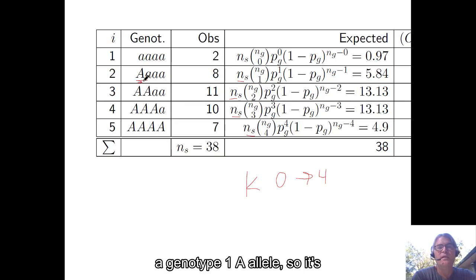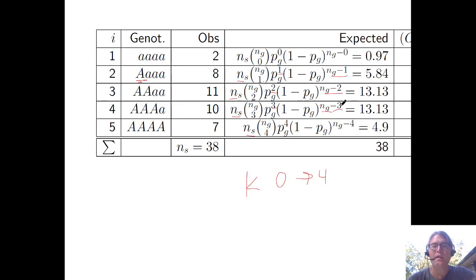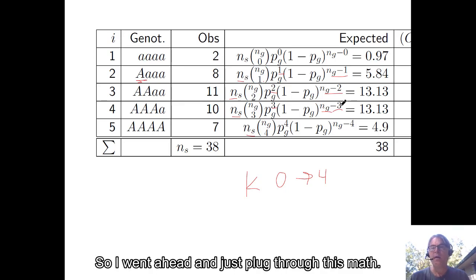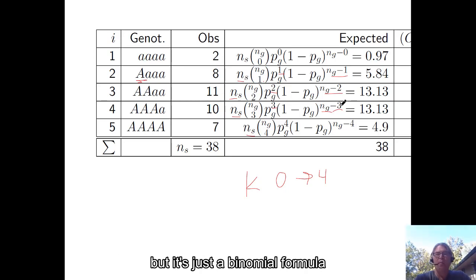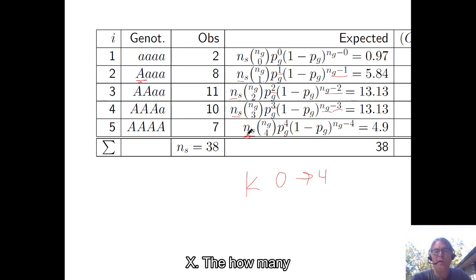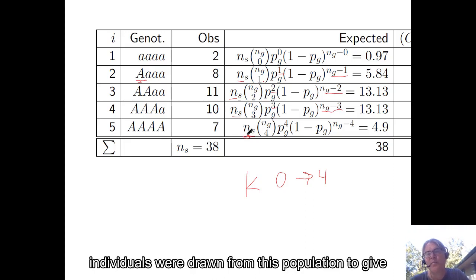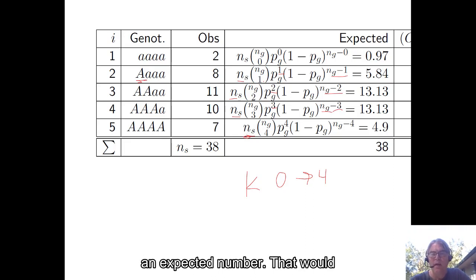So here's a genotype with 1 big A allele, so it's n sub g choose 1: 1 success, 3 failures. 2 successes, 2 failures for the next one, 3 successes, 1 failure for the third one, etc. So I went ahead and just plugged through this math. You can check yourselves on any of these, but it's just a binomial formula multiplied by how many individuals were drawn from this population to give an expected number that would be in each of these categories.